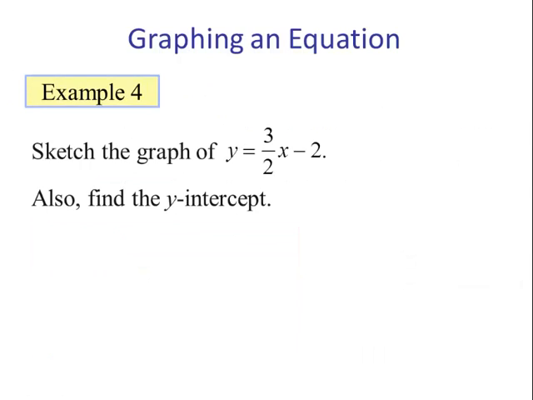Example 4. Sketch the graph of y equals 3 over 2 x minus 2. Also find the y-intercept. Because this is the form of y equals mx plus b, b in this case is negative 2. Our y-intercept is negative 2, which has the point coordinates (0, -2).